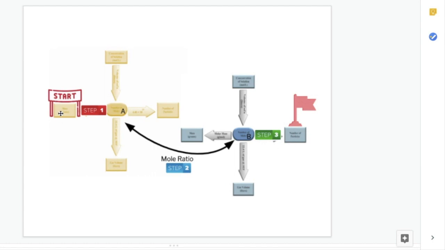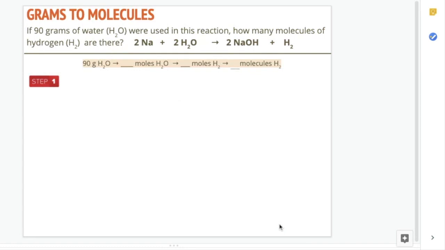So I'm going to go from grams to moles, use a molar mass, then moles to moles, use the mole ratio, and then moles to particles or moles to molecules, in which we would use Avogadro's number. So let's give this a shot. I put a summary chart here just to help us keep track of it all. And we're going to start off with step 1.